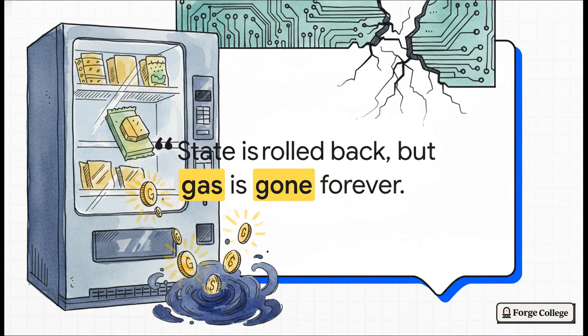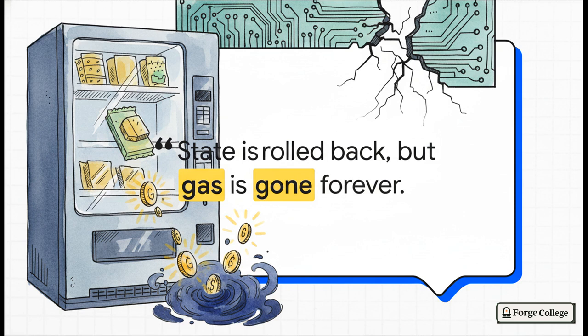I like to think of the EVM as the most strict, unforgiving vending machine in the entire world. You put your money in, that's your gas, and you make your selection. But if the snack gets stuck against the glass, or if the transaction fails for literally any reason, you do not get the snack. The state of the machine just resets. But the vending machine, yeah, it keeps your money. The gas used up to that exact point of failure is spent and completely gone.